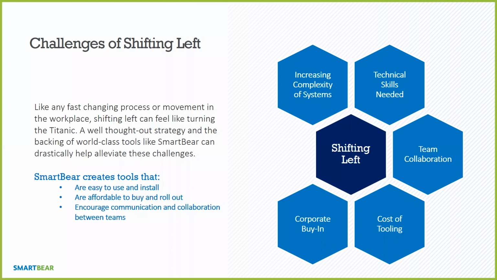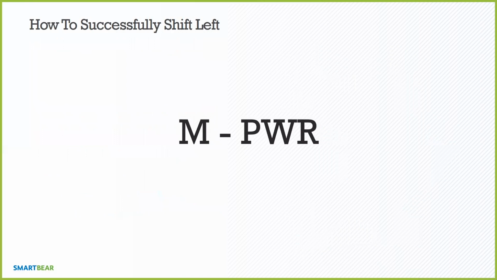So how do companies who have gone through shifting left really be successful? That boils down to a couple things, and I like to call this mnemonic EMPOWER. M stands for the changes that need to occur in a mindset. P stands for processes, W for workforce, and then R for resources. And we'll talk about each of those elements and what actually requires a change for you to successfully shift left.